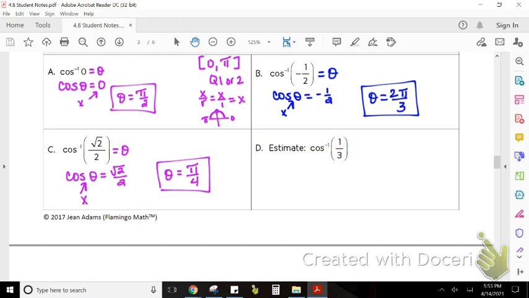And then D says estimate the inverse cosine of 1/3. Again, just like the other one we just did, we don't have 1/3 as an x value on our unit circle. So we're going to plug this in our calculator, so make sure you're in radian mode. And then second cosine of 1/3, and it tells us it's 1.231.